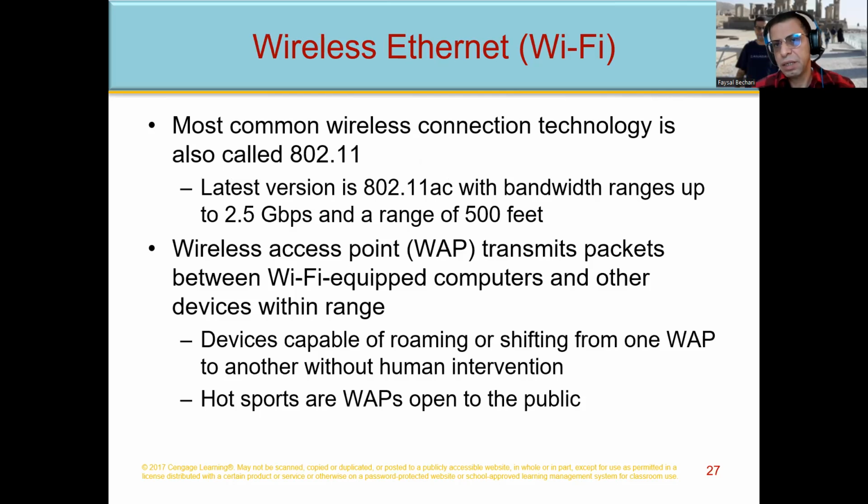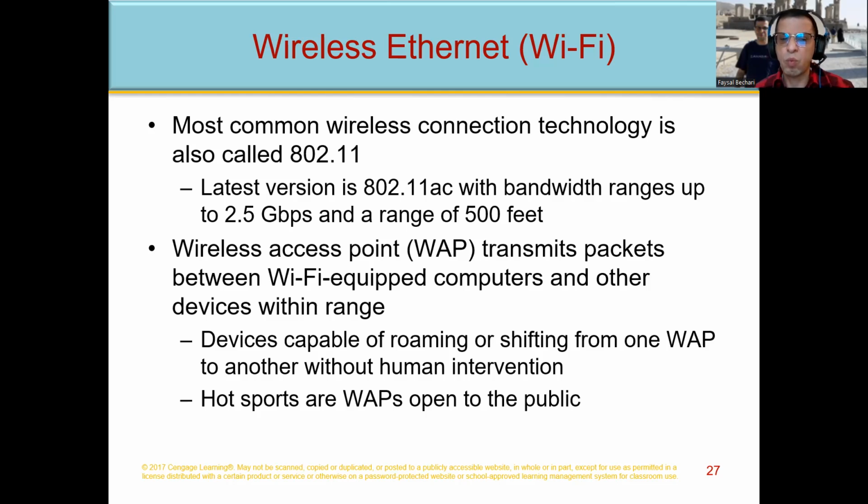Ethernet, in the old days, was something you plugged in. Today, it could be wireless. The most common wireless connection technology is called 802.11, which today has the latest version, 11ac, with a bandwidth of up to 25 gigabits per second and a range of 500 feet, something like that. Once you're beyond that, it cannot connect.